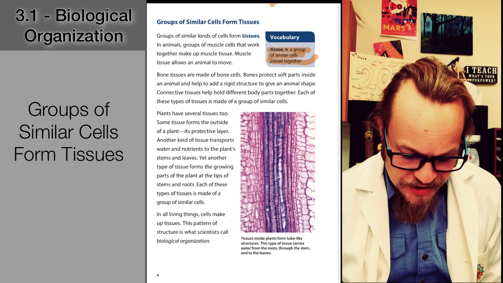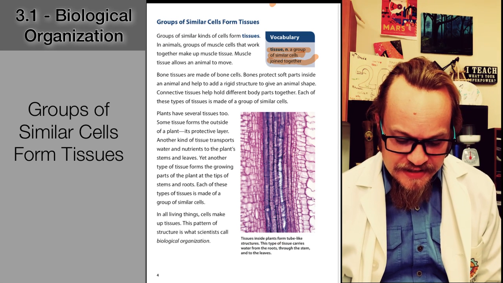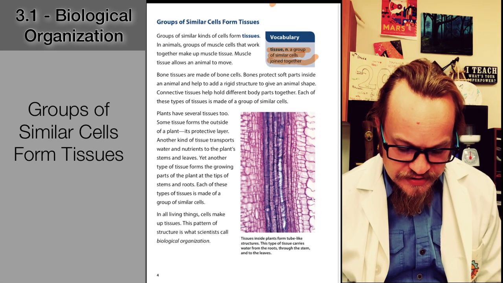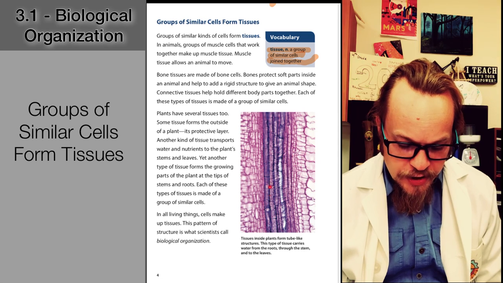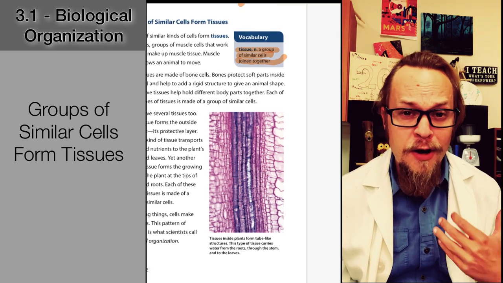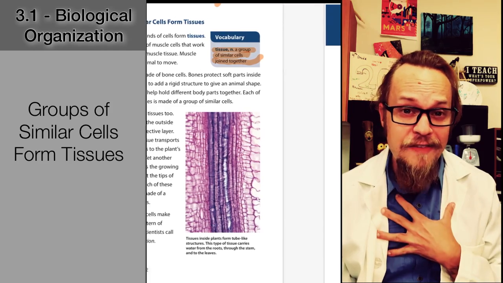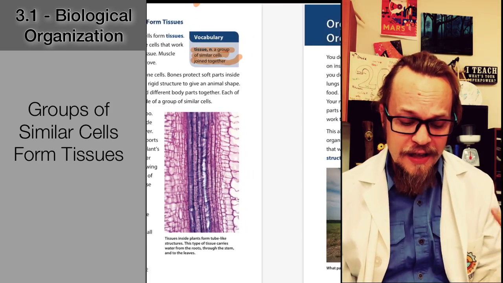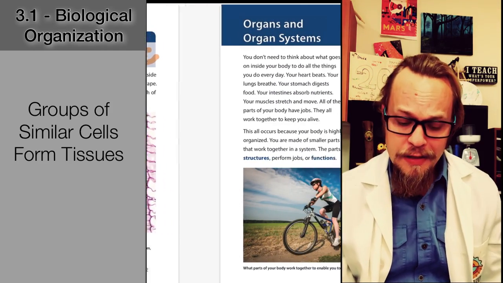Here on this picture, we have tissues inside plants that form tube-like structures. This type of tissue carries water from the roots through the stem and to the leaves. Kind of like our veins and arteries inside of us, carrying our blood everywhere, it carries water everywhere.